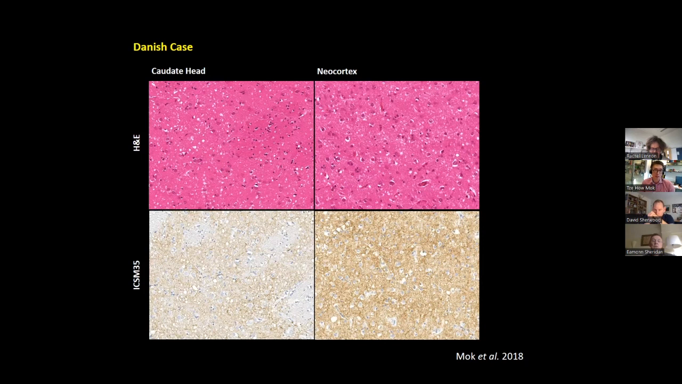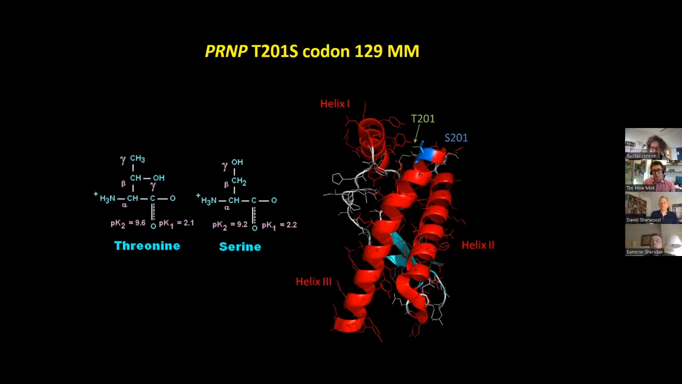You can see on the top panels, it shows spongiosis. There are little holes, it looks like a pink sponge. And when you stain it with ICSM35, which is a PrP antibody, you see this sort of diffuse synaptic labeling. So again, indistinguishable from sporadic CJD.